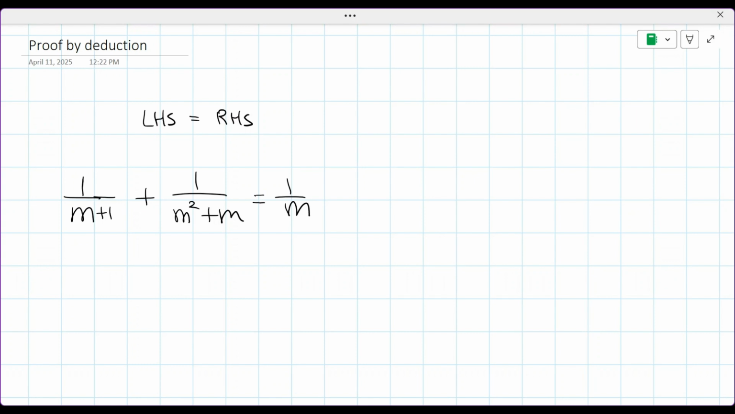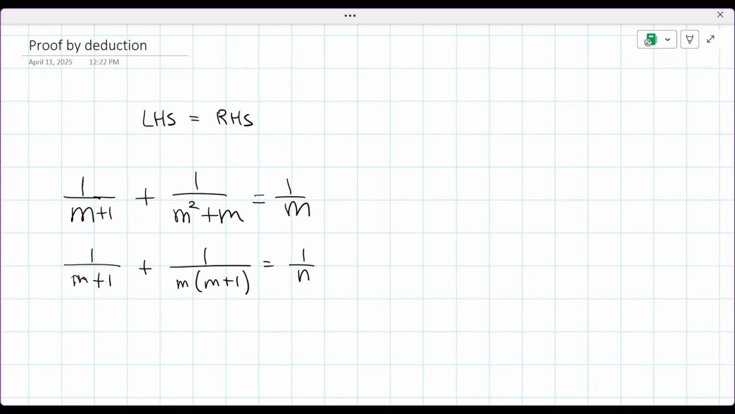So I'm going to do a series of rearrangements of the expressions. I think it's quite obvious that maybe you could try to rearrange the left hand side mainly. So the first thing that I'm going to do is add these two fractions together. In order to add these two fractions together, we need to find the lowest common multiple of the two denominators. Maybe before that, I can try to factor out one of the denominators to make it look simpler. So let's go 1 over m plus 1 plus, I think m squared plus m can be factored to m times m plus 1.